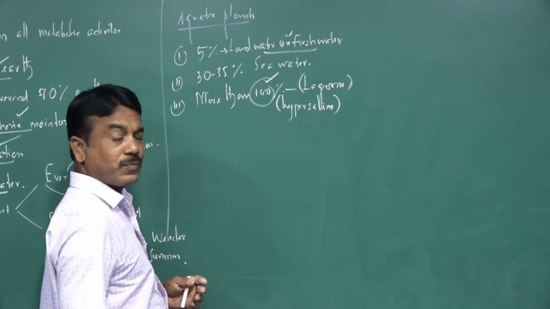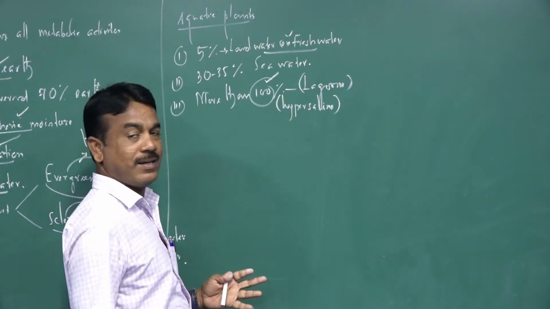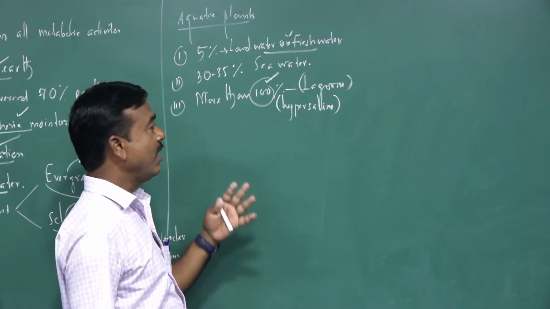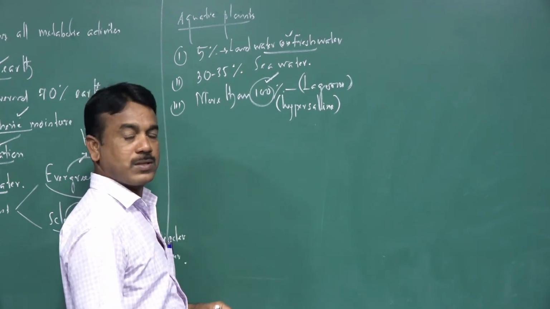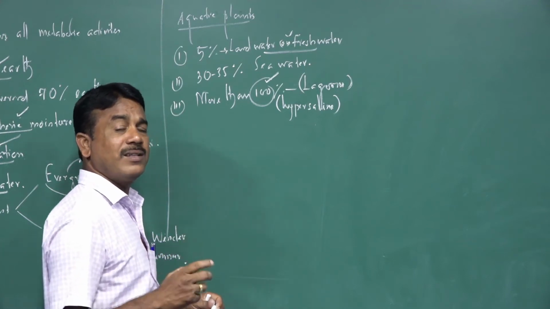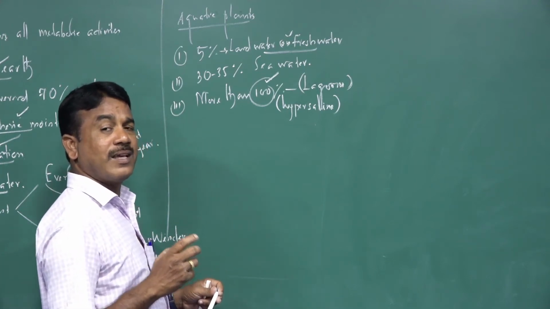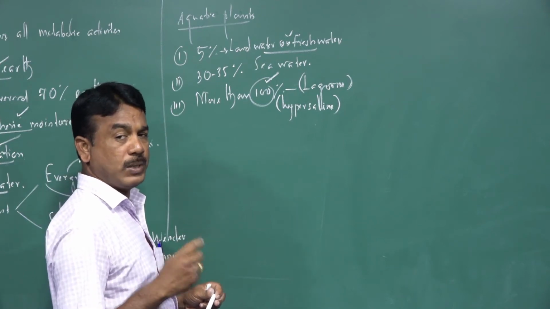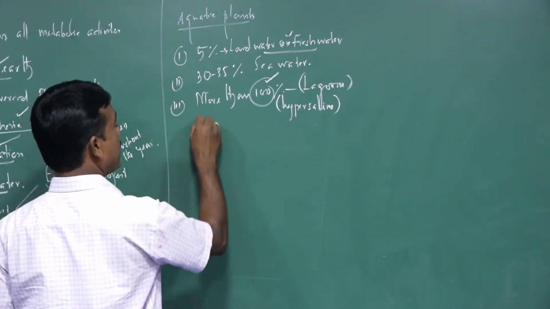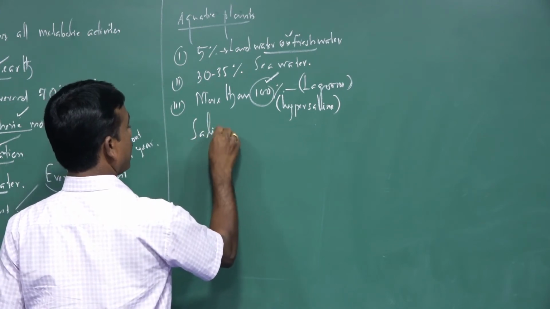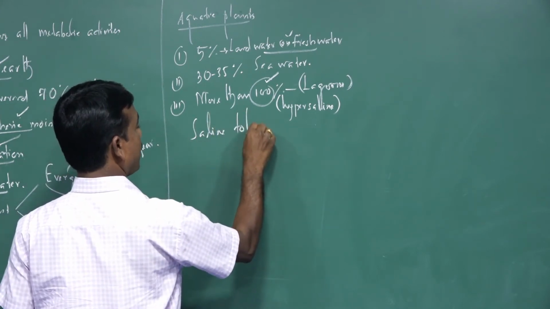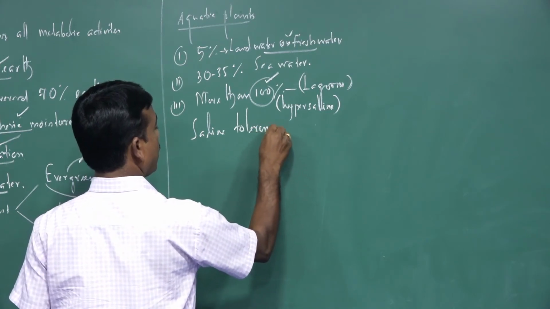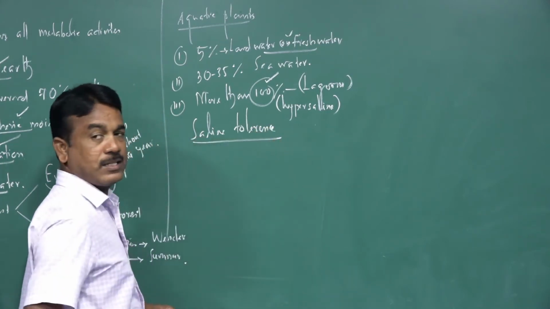Sometimes this term is used. What is the reason for the name hypersaline? Because the salinity must be more than 100%. Where does it occur? In lagoons. So based on saline tolerance, the plants can be classified into two types.